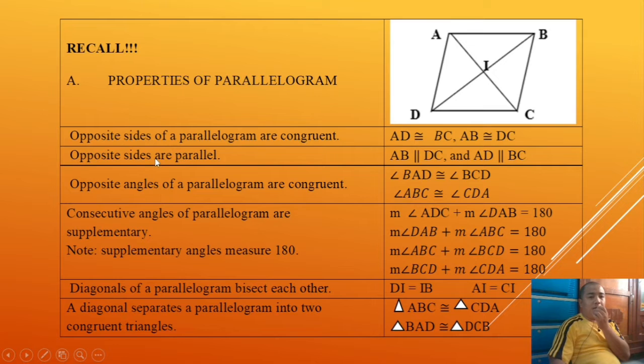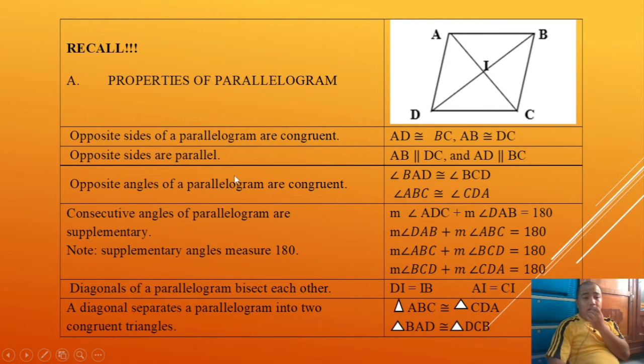Another property of a parallelogram, opposite sides are parallel. So if the opposite sides are congruent, they are also parallel. AB is parallel to DC and AD is parallel to BC. Next, number 3, opposite angles of a parallelogram are congruent. Angle BAD is congruent to angle BCD, and angle ABC is congruent to angle ADC or CDA.